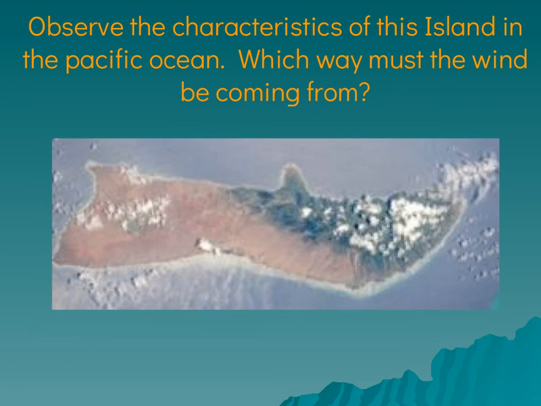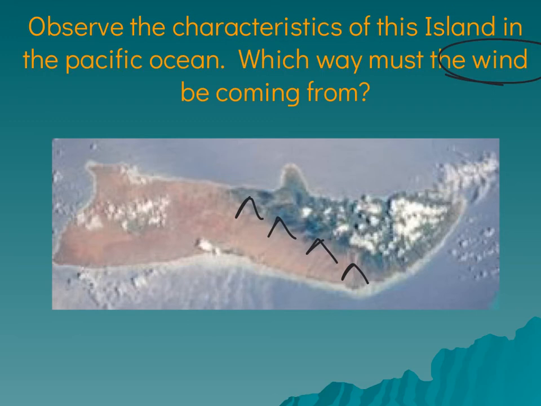So here's a pretty cool image from Google Earth. We can see this island here clearly has a windward and a leeward side, and we can tell pretty clear the border between the two. This is my mountain range right in here. So looking at the picture, see if you can figure out which way the wind is coming from, which side is going to be the windward, and which side is going to be the leeward.